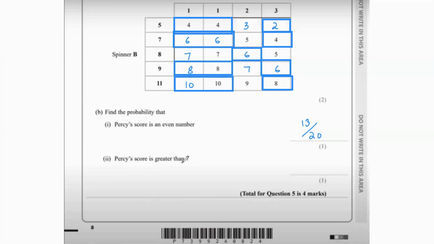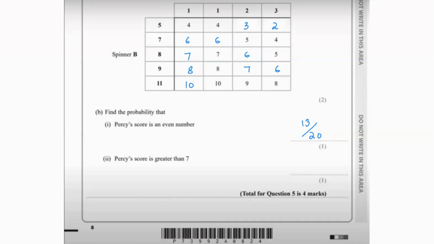Then, Percy's score is greater than 7. So now for greater than 7, let's remove these. Greater than 7 is given with these two and these 4. You can easily see that we have 6 greater than 7 out of 20. So 6 over 20 can also be simplified to 3 over 10. That's your answer.